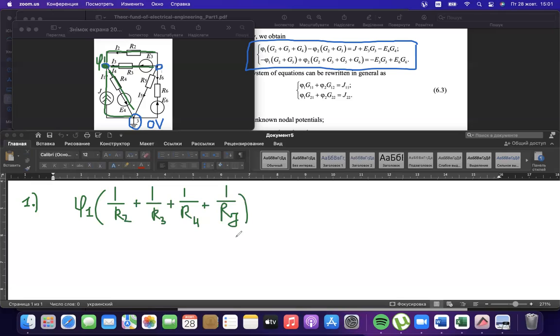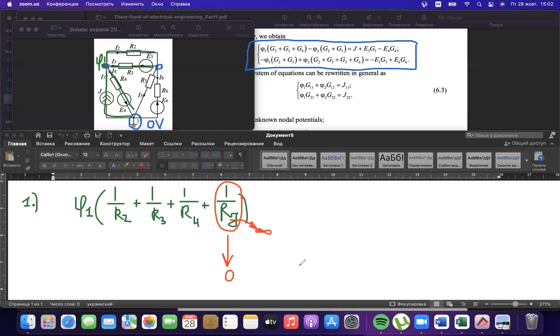The resistivity of a current source is very big. For a voltage source, resistivity is close to 0. For a current source, resistivity is infinitely high. That is why its conductivity goes to 0, because we are dividing by infinity, and we can neglect it in our equation.